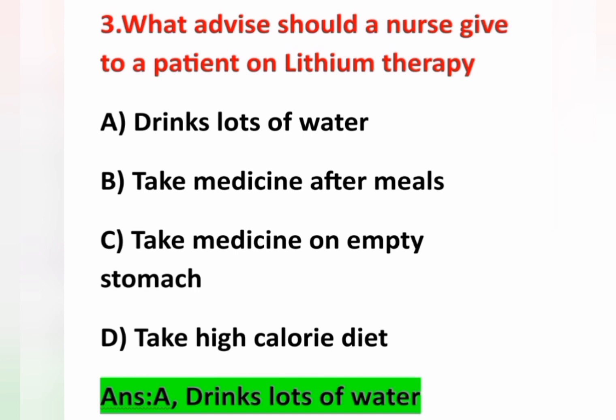Another important point: hyponatremia, meaning decreased sodium content in the body, will occur in a patient on lithium therapy. The normal therapeutic blood lithium level is 0.6 to 1.2 milliequivalent per liter. The prophylactic blood lithium level is 0.6 to 1 milliequivalent per liter, and the toxic level is more than 2 milliequivalent per liter. This point is also very important.